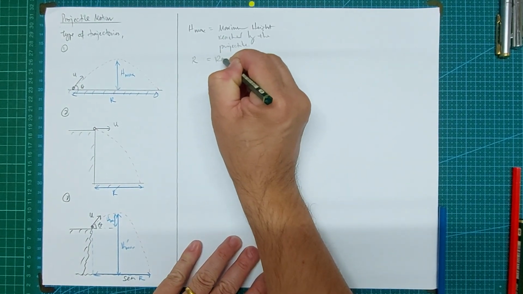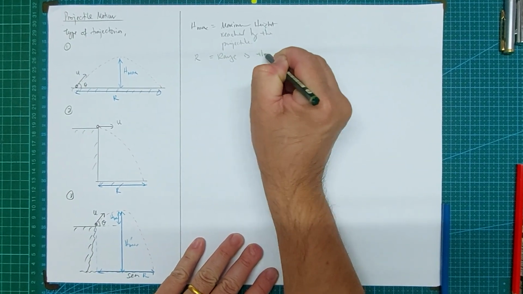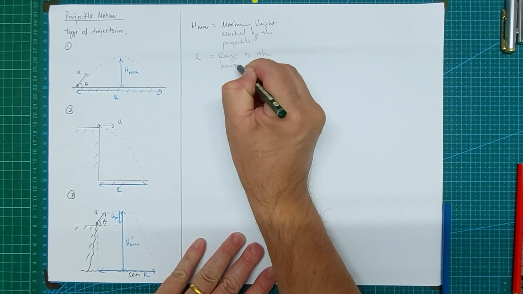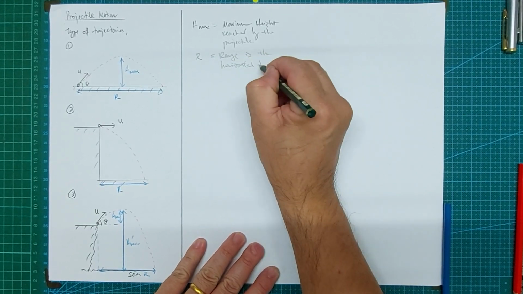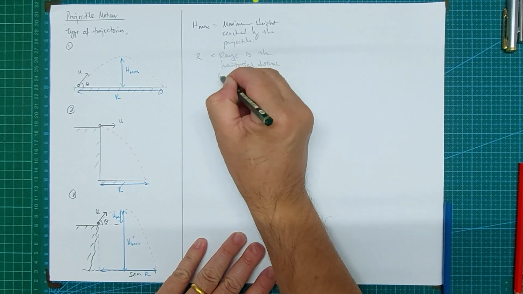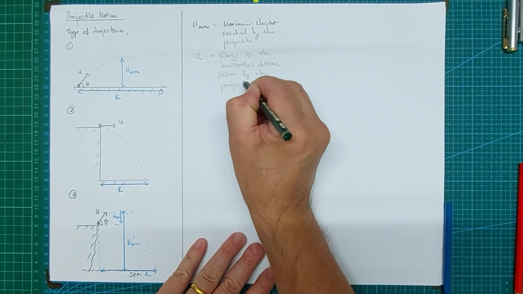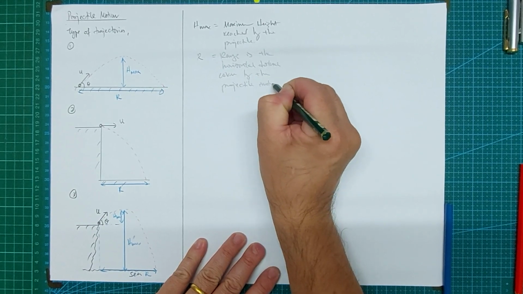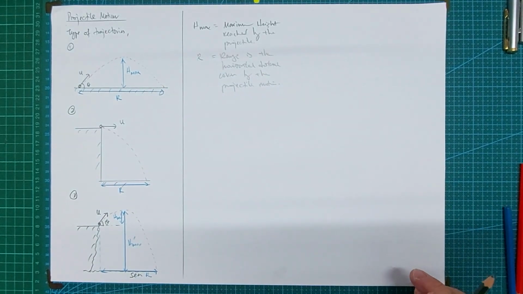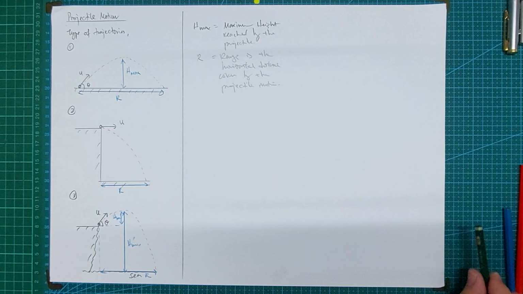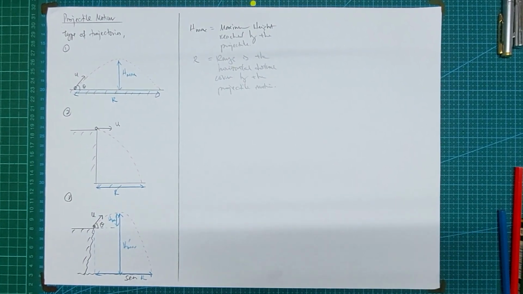Okay, so range is the horizontal distance covered by the projectile motion. That one is the second thing they will ask you in your exam.